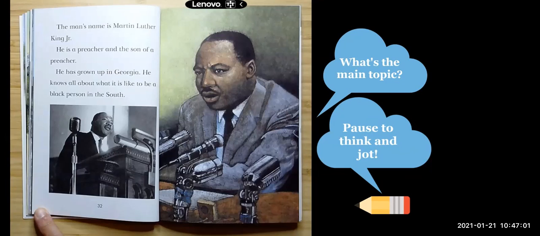The man's name is Martin Luther King Jr. He is a preacher and the son of a preacher. He has grown up in Georgia. He knows all about what it is like to be a Black person in the South.